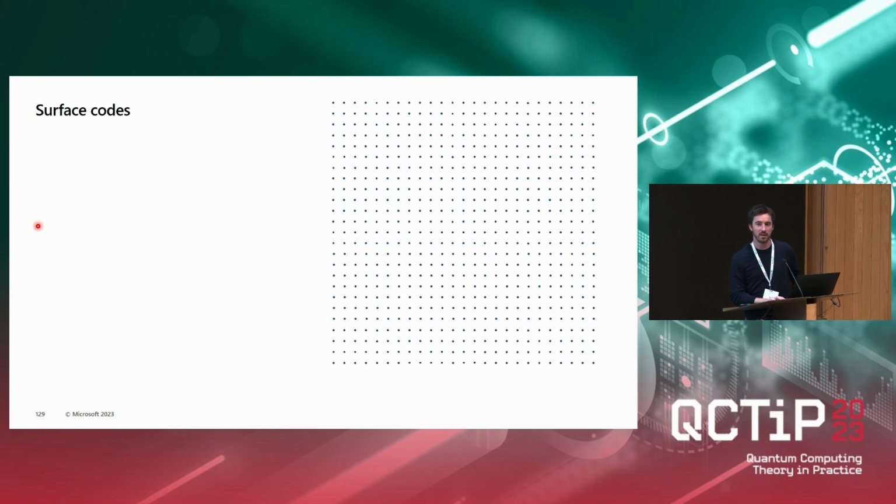OK. And why do we use these codes? Why do we like surface codes? This is a 25 by 25 surface code, and it drops the error rate from 10 to the minus 3 to 10 to the minus 12.